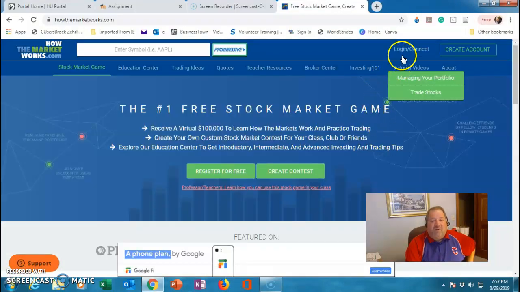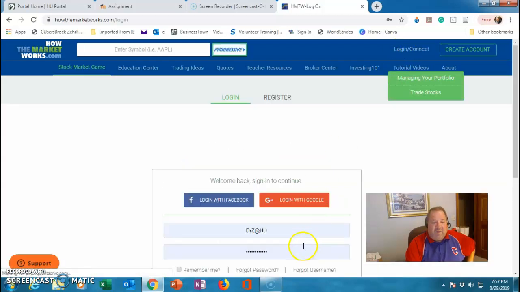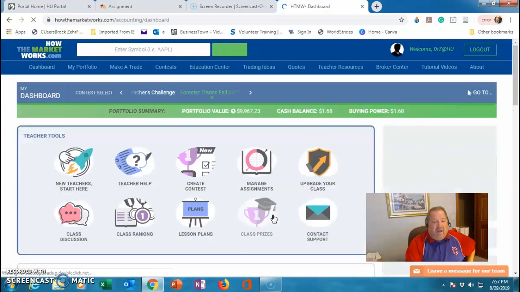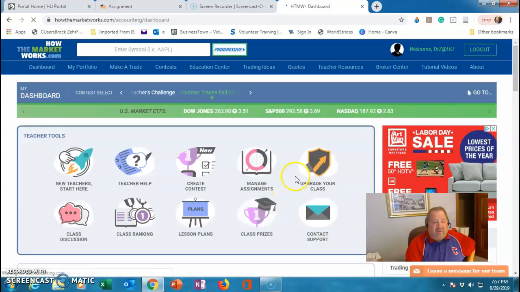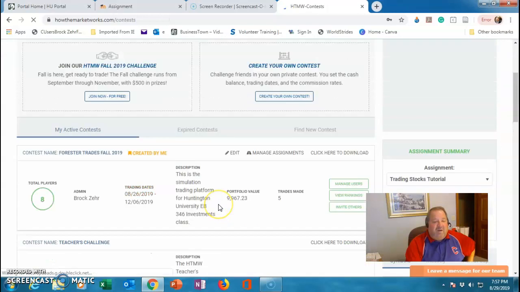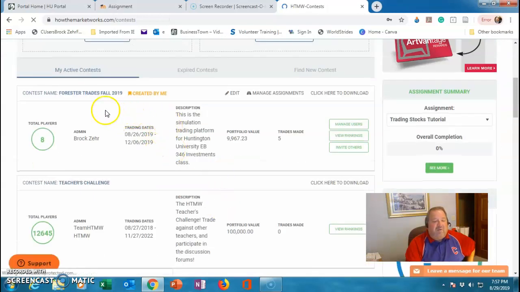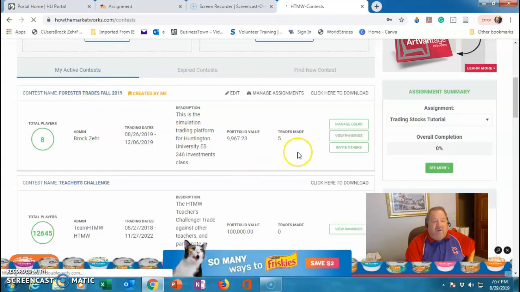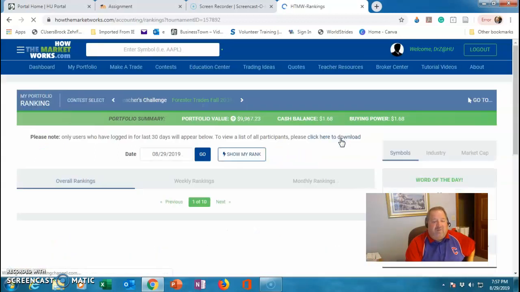Once you're registered, you can click on Login, and then of course my login's already set up. Log in, and you will get to a screen that looks like this. If you go to contests and my contests, scroll down a little bit, you will see our game, our contest, Forrester Trades Fall 2019, and we can look at the rankings. So let's do that.